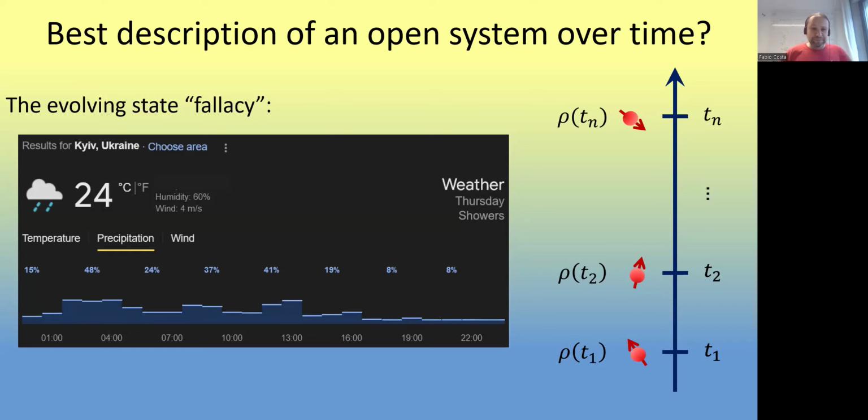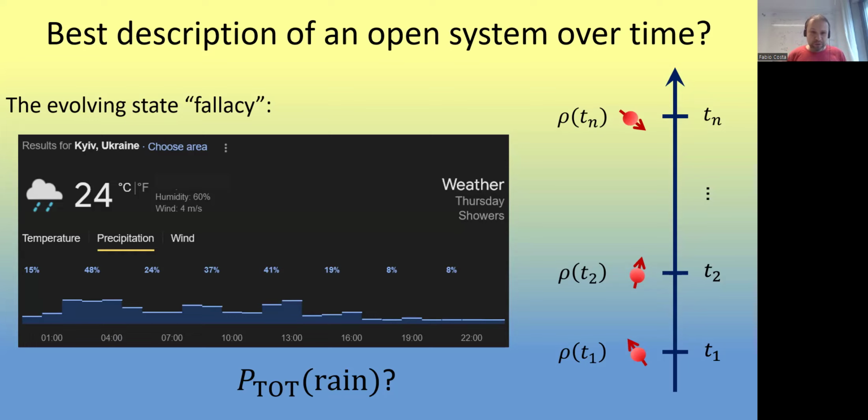And to illustrate it, consider this classical example. This is the weather forecast for Kiev on Thursday. On the x-axis, there is time, and we see some kind of state evolving over time. The state here is the probability that it's going to rain at any given time. Now I ask you a question: given this information, can you calculate what is the total probability it's going to rain on Thursday?